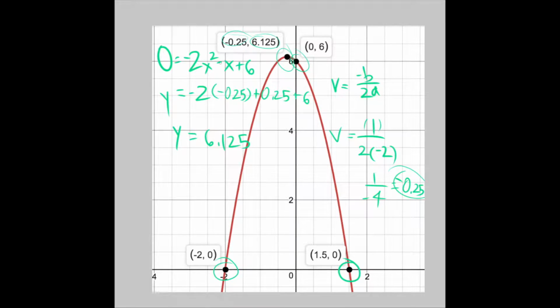Now, the line of symmetry is essentially the x value of the vertex, but only on an equation on its own. So, x equals negative 1/4 is the line of symmetry. The line of symmetry is the line that passes through the vertex that shows the mirroring on each side of the quadratic equation.